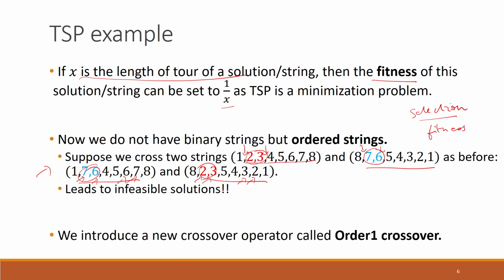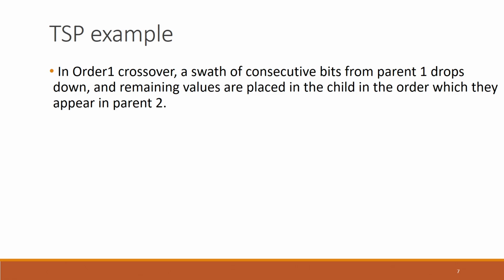So we will be introducing a new crossover operator called order 1 crossover. Let us see what it means. In order 1 crossover, a swath of consecutive bits from parent 1 drops down, and the remaining values are placed in the child in the order in which they appear in parent 2. Let us understand this through an example.